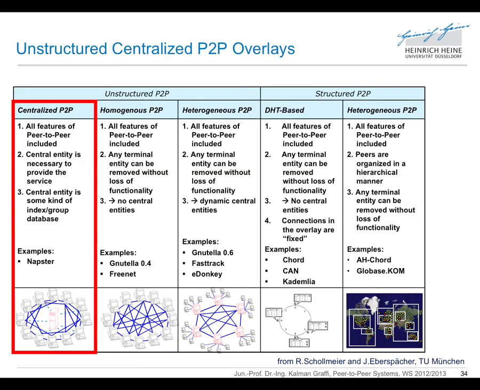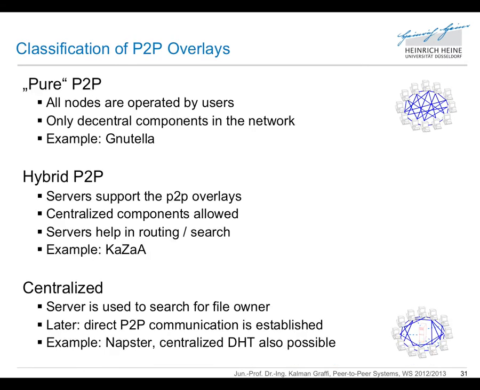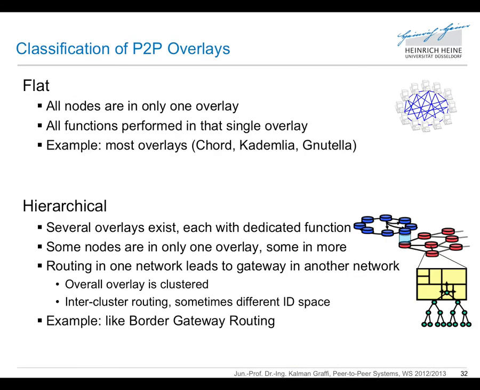And also later on we will have a look at these heterogeneous peer-to-peer overlays. That I was missing. I was wondering, one slide is missing: the classification into homogeneous and heterogeneous overlays. Okay, so before uploading this slide I will put it in.